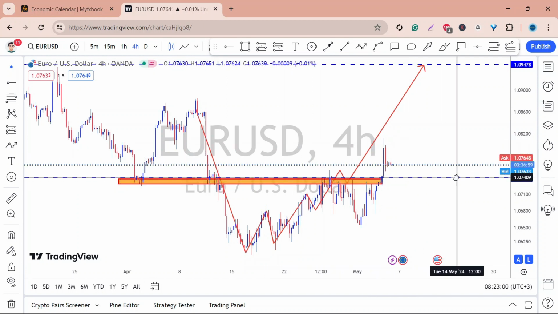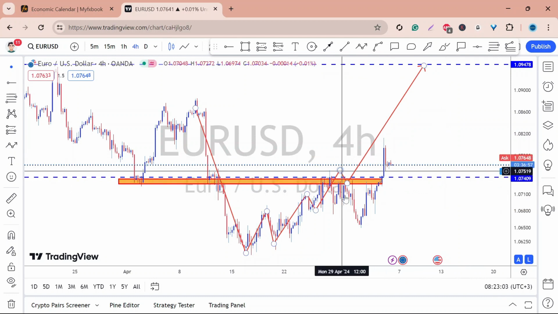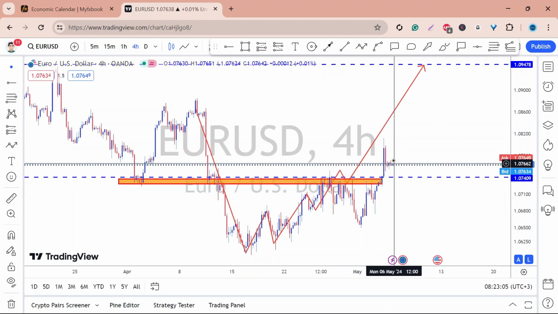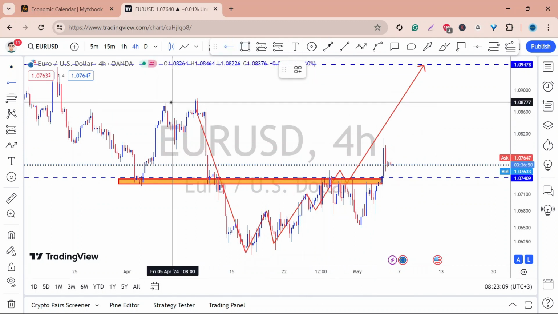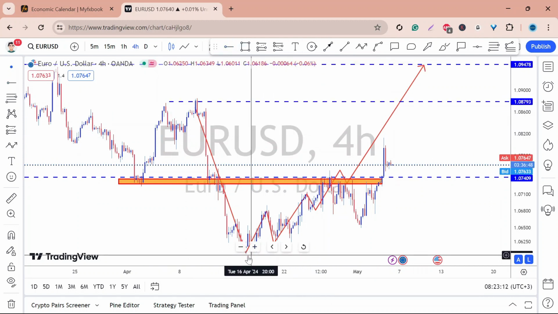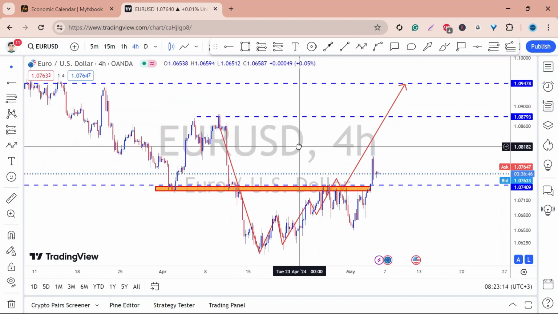we've already broken this level here. So price has already broken this level. Then we are looking at a bullish movement on Euro USD. So for Euro USD, we are looking for a bullish movement.